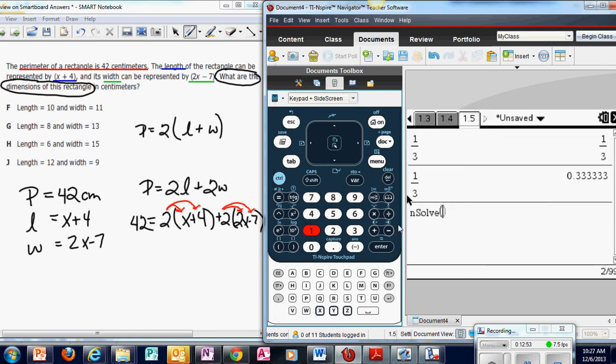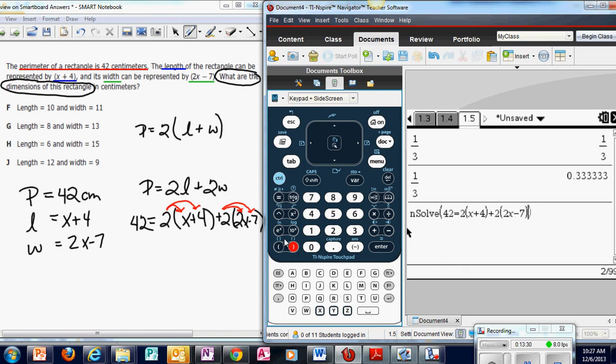Now, if you don't remember the keystrokes, you can actually type NSolve, open parentheses, and it'll work just the same. You're going to type exactly what you see, every symbol. Don't simplify, don't combine anything, don't distribute, just type exactly what you see. So 42 equals 2 parentheses x plus 4 close parentheses plus 2 open parentheses 2x minus 7 close parentheses.